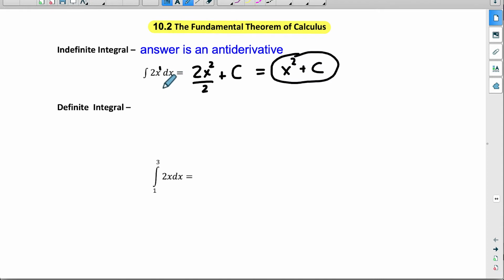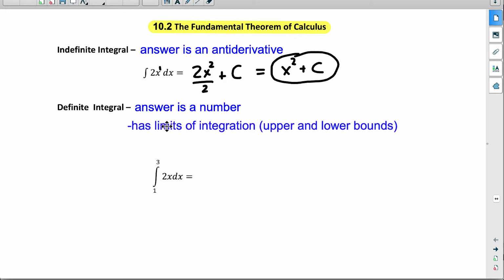Okay, so now we're going to look at a definite integral. What's the difference? With an indefinite integral, our answer was an antiderivative, right? x squared plus c. With a definite integral, it's more definite. The c is what makes it indefinite, because there's a whole bunch of things this c could be. It could be any constant, and it would still work. With a definite integral, there's no more c. The answer is just one number.